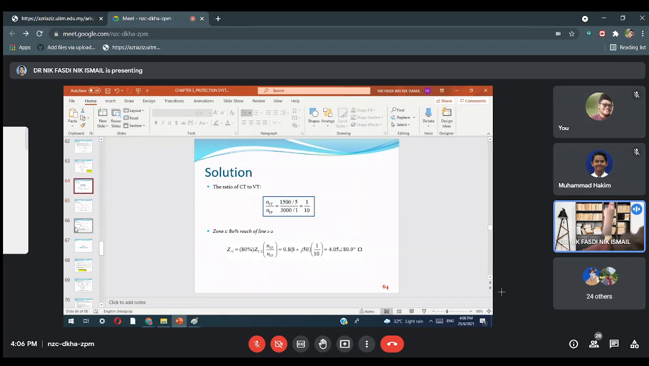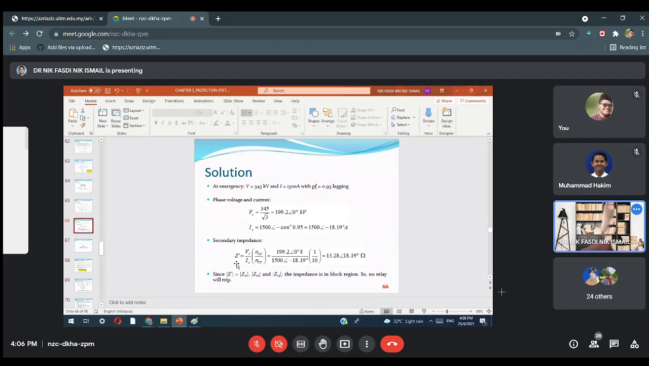This one is 4, right? Correct. So it means that because the Z prime is 13, which is greater than those reach impedances, ZR1, ZR2, ZR3, the relay does not trip for this fault. No relay will trip.